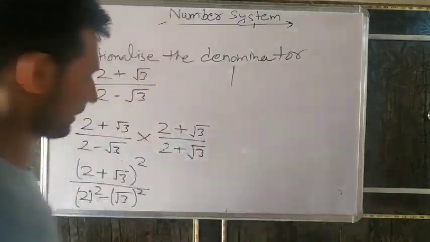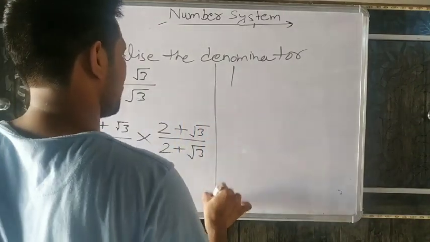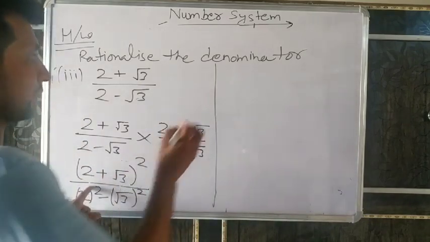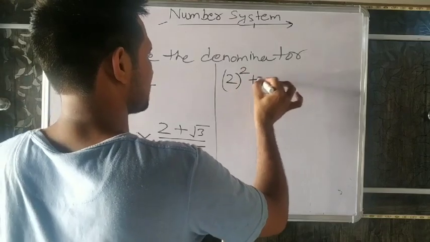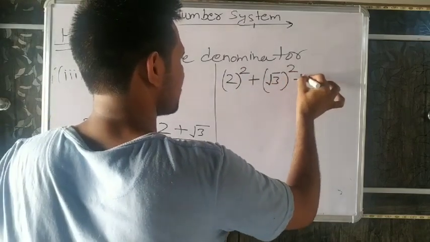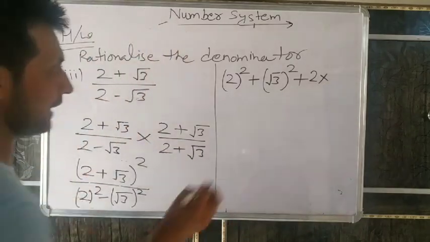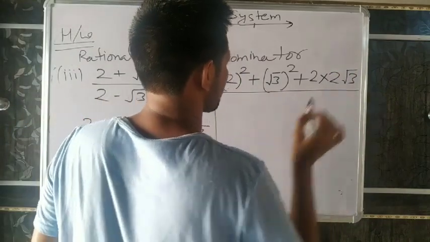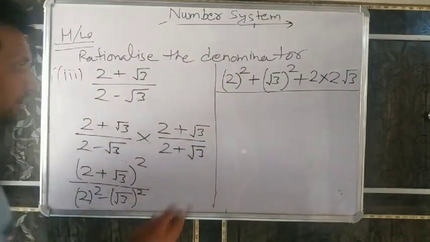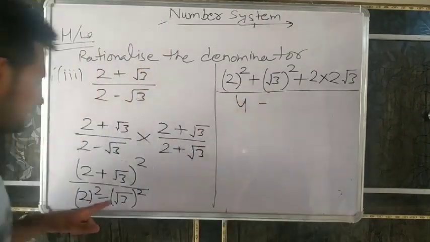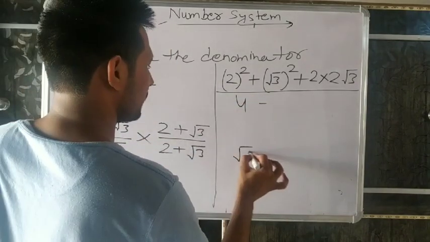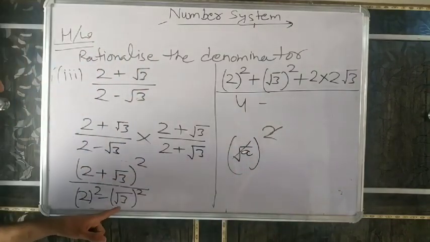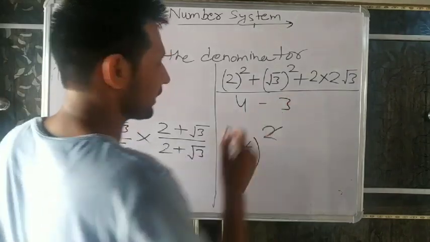Now, apply the formula. In 8th class we already learned what A plus B whole square is. A square is 2 square, plus B square, plus 2AB, that is 2 into A, 2, into B, root 3. Divide by A square, 2 square, 4, minus B square. Root 3 square cancels, leaving 3. So 4 minus 3.